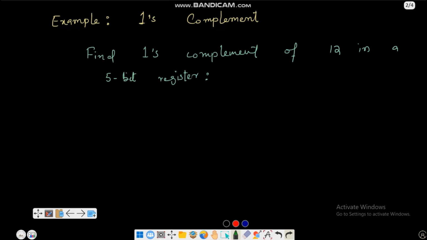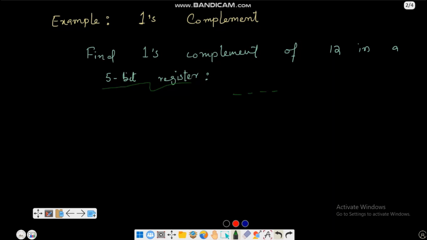So now let's see this example here. I have got an example here. The first thing that you will see here is the register size. Most of the questions will have this part where they will tell you what is the size of the register, what is the size of the memory unit that you are using. Currently my size is 5.